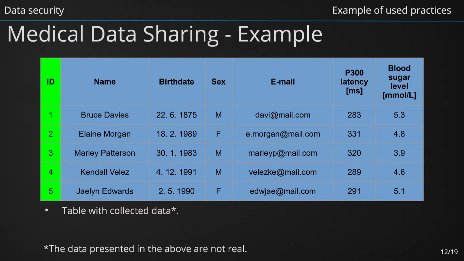Storing personal data together with other data is generally not a good idea. Usually, you are unable to identify a person based on their P300 latency and blood sugar level. So, a better way is to split the table into separated tables connected with an artificially created identifier. Let's call it ID in this example. Then we can separate the personal information from other data into different databases, which in turn can be even encrypted to ensure a higher level of security.